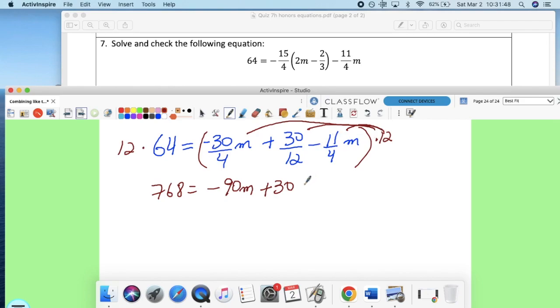Negative times a positive is a negative. 12 divided by 4 is 3. And 3 times 11 is 33. Good. 768 equals, let's combine these two.